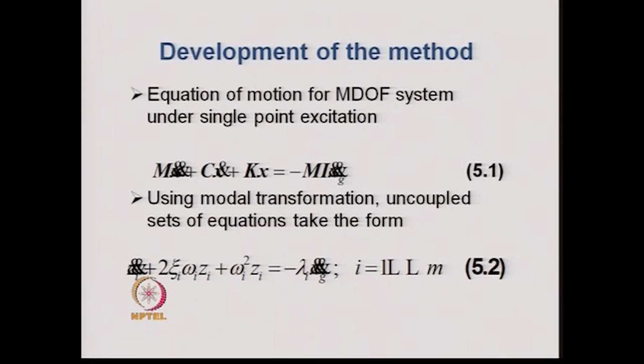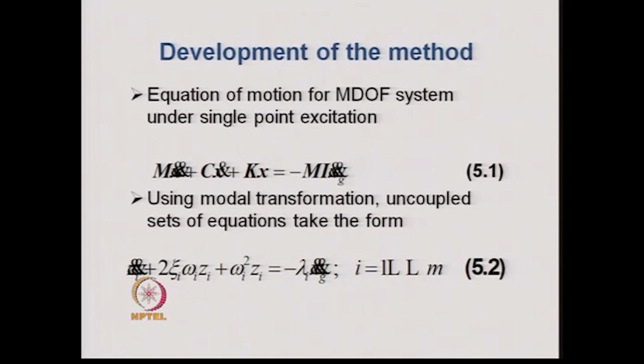Let us take the equation of motion for a multi-degree of freedom system under single point excitation. The equation which is shown in 5.1 is not very clear. It will be m x double dot plus c x dot plus k x is equal to minus m I x double dot g.